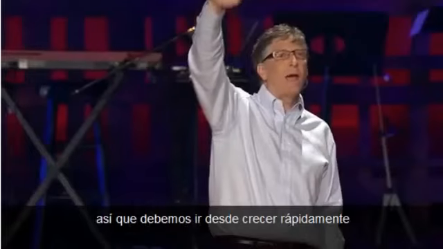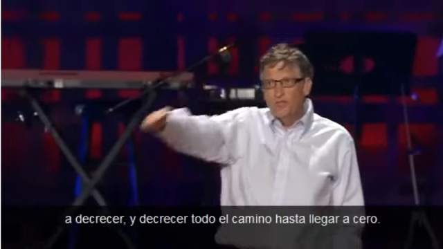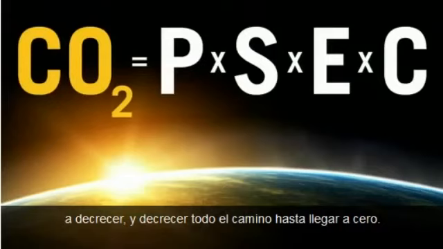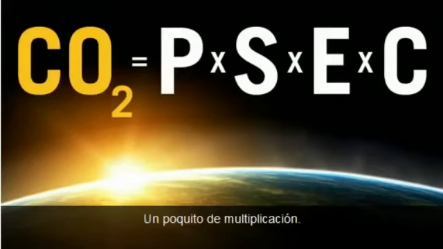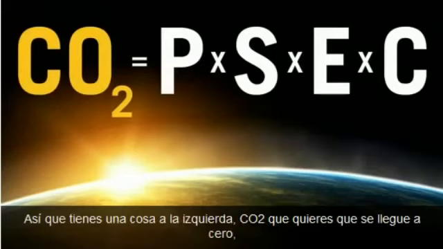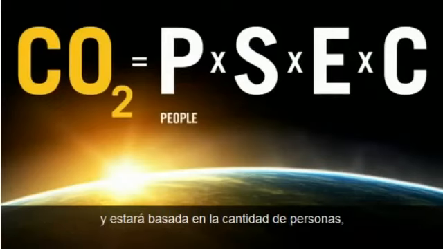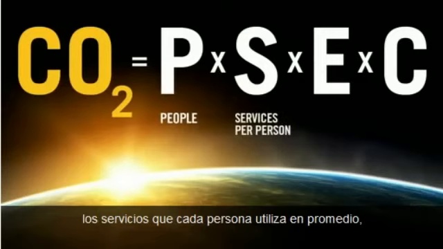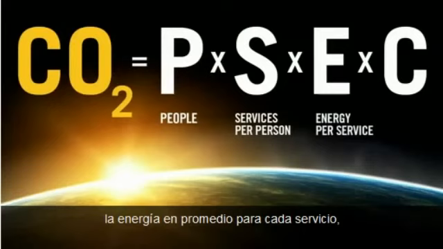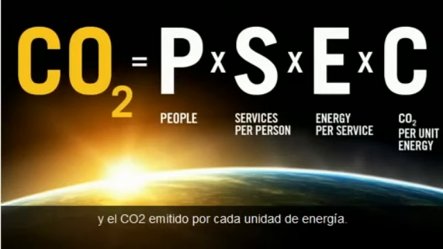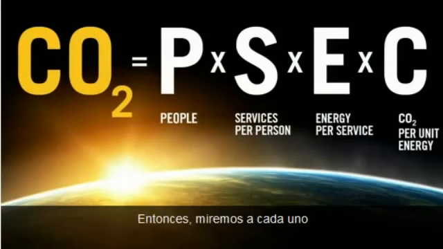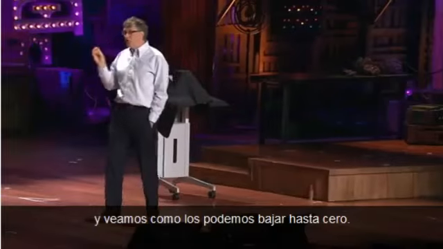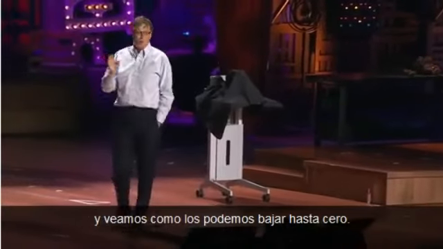So we have to go from rapidly rising to falling, and falling all the way to zero. This equation has four factors, a little bit of multiplication. You've got a thing on the left, CO2, that you want to get to zero. And that's going to be based on the number of people, the services each person's using on average, the energy on average for each service, and the CO2 being put out per unit of energy. So let's look at each one of these and see how we can get this down to zero.